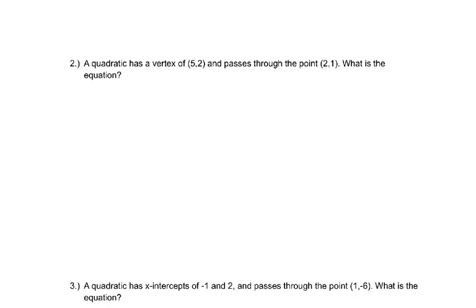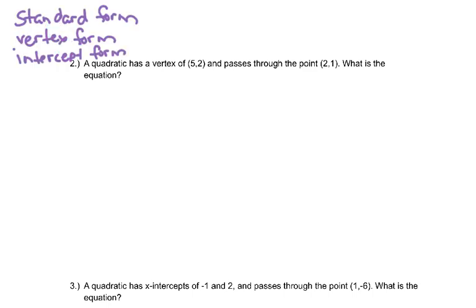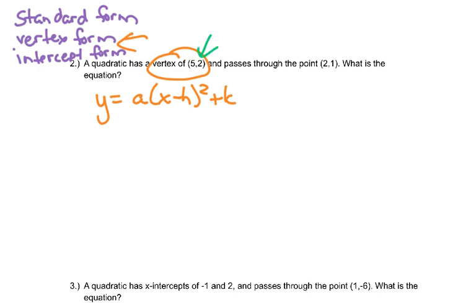And remember, when we're writing the equation of a parabola, we can choose to put it in standard form, vertex form, or intercept form. And the big hint here is it's giving us the vertex, so let's write it in vertex form. So vertex form is y equals a times (x minus h) all squared plus k, and we know the vertex is 5, 2. So let's plug those values in. We'll get y equals a times (x minus the h value) squared plus the y value of the vertex as k. We're almost finished with our equation.